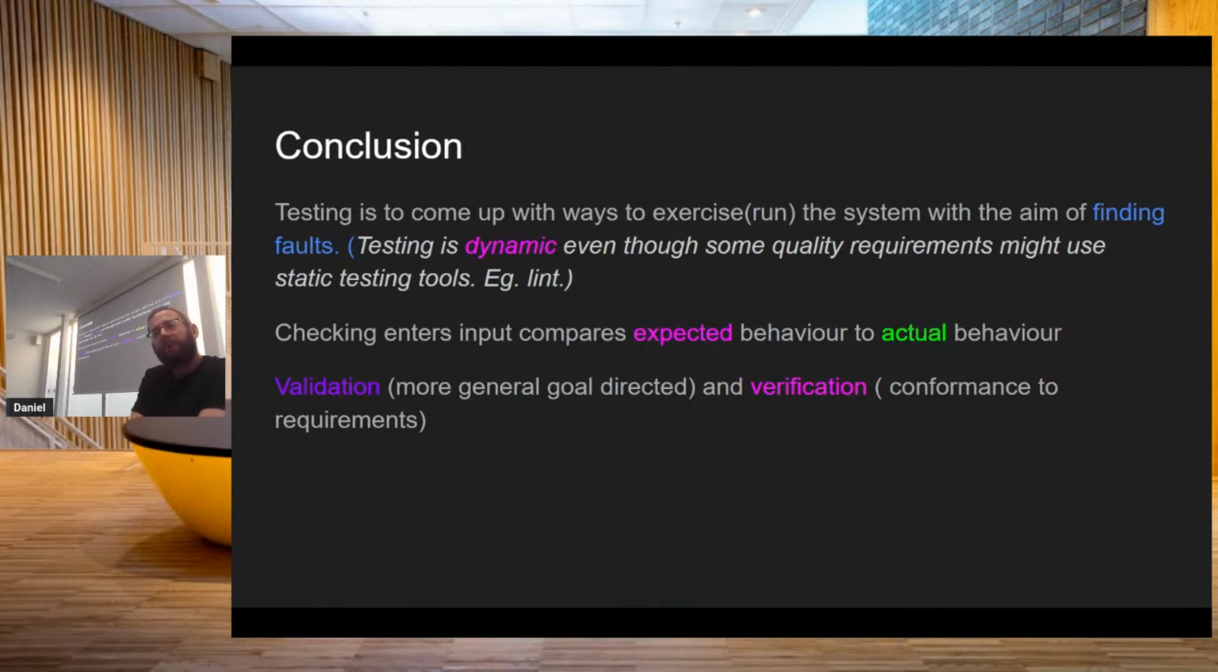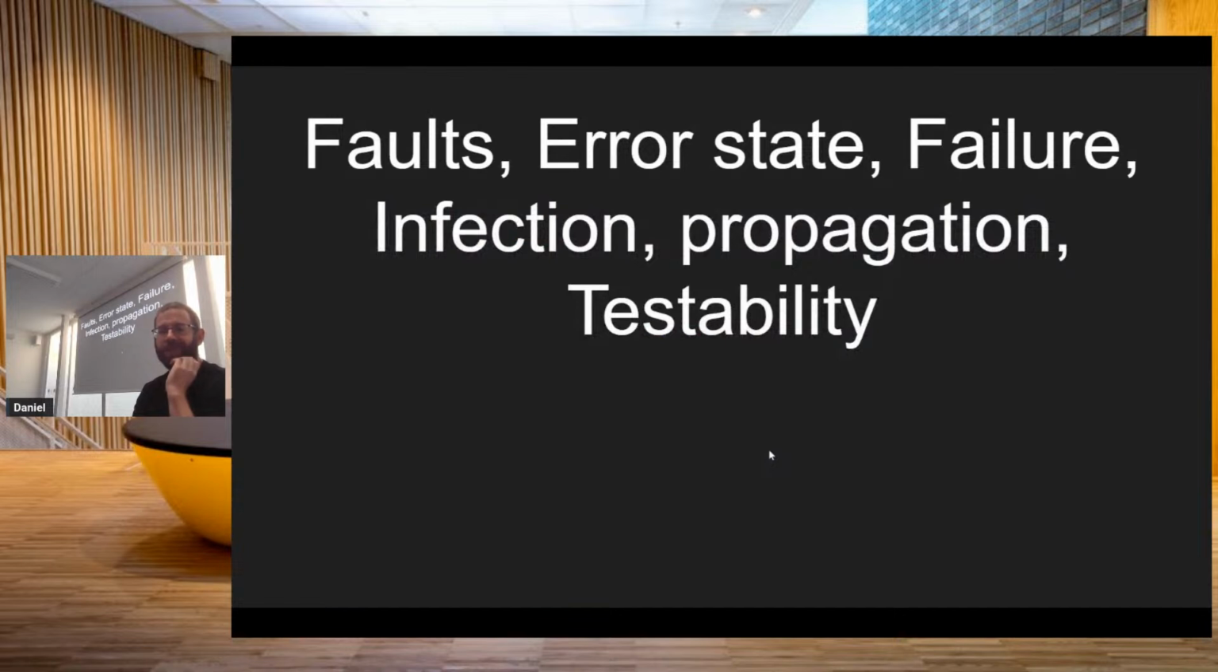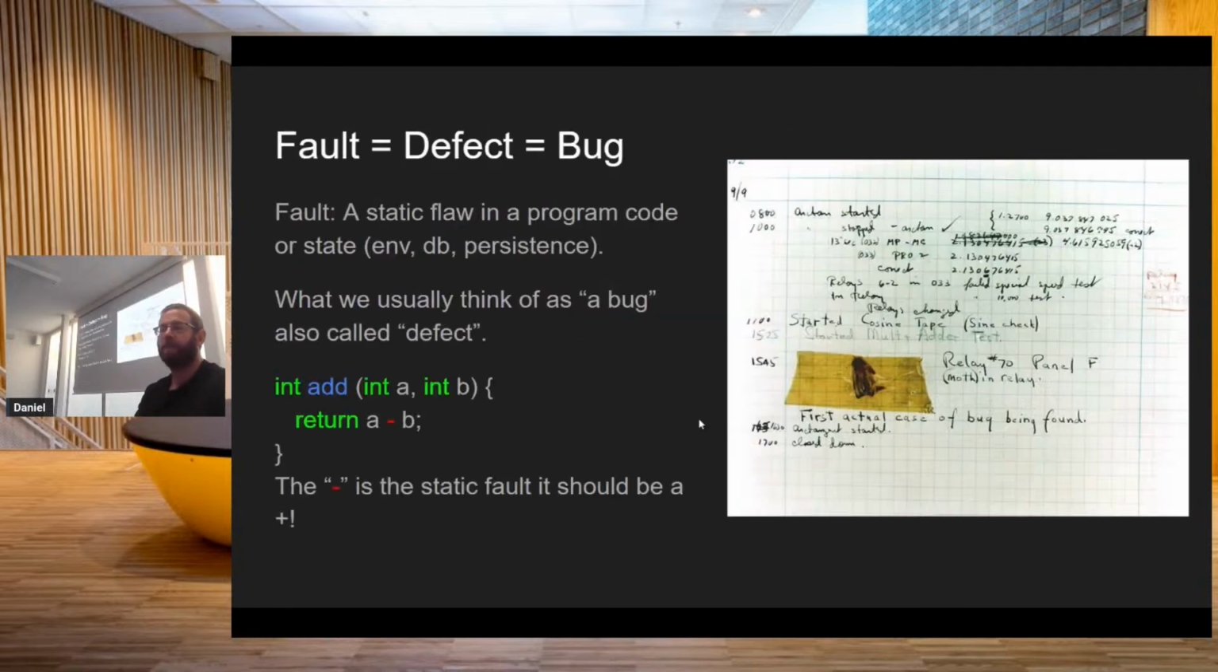Checking enters input, compares expected behavior and actual behavior, and validation is more goal-oriented testing. So we are thinking about the goals of the customer, and verification is to check the testing against the specification: are we doing it right? Conformance to requirements. Okay, so that was the first part of this, and now we continue with more things. Faults, error state, failure, infections, propagation, and testability.